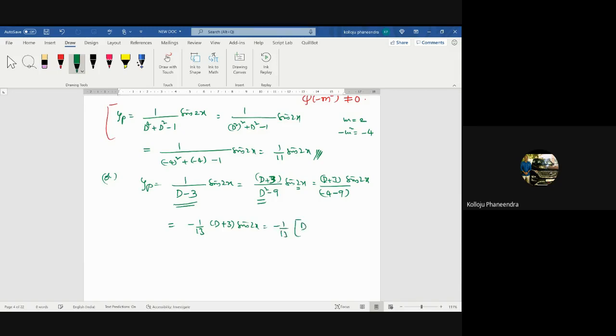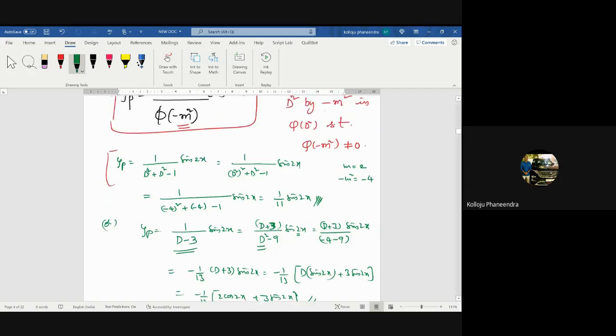What does d stand for? Derivative. All of you remember, capital D stands for derivative. So I will solve in this manner. Minus 1 by 13, derivative of this one is 2 cos 2x plus 3 sin 2x. That's it. This is the answer. If d square terms are not there, get them by rationalizing. Okay, this is the process.